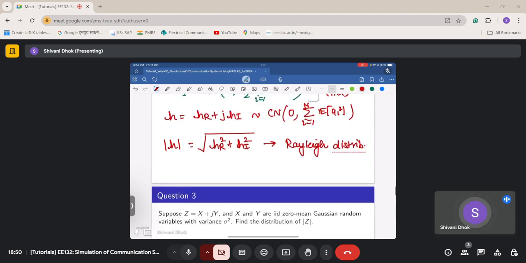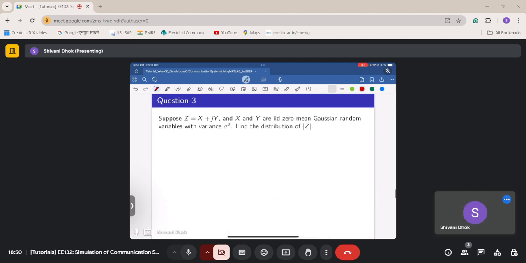Okay, so let's start with question number 3 now. Suppose z equal to x plus jy, and x and y are IID zero mean Gaussian random variables with variance sigma square. Find the distribution of the magnitude of z. So I'll write this magnitude of z as A. Let's say A is the magnitude of z, and what is given to us is that z is x plus jy.